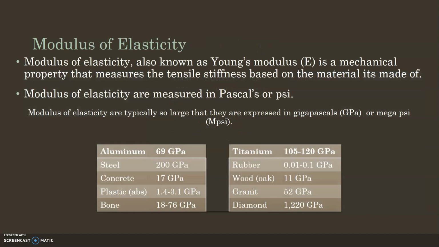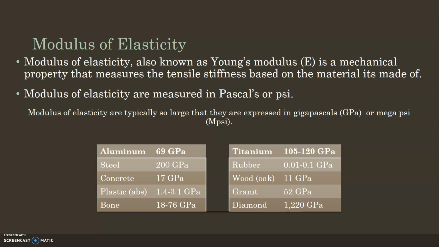Now, modulus of elasticity is going to be dealing with the materials. The modulus of elasticity, also known as the Young's modulus, symbolized by the letter E, is how stiff something is based on the materials. So the modulus of elasticities are measured in pascals or psi, but because they are so large, they can usually be expressed in gigapascals or ksi. So here's some numbers that you can look at for aluminum, steel, concrete, plastic, bone, titanium, rubber, wood, granite, diamond.